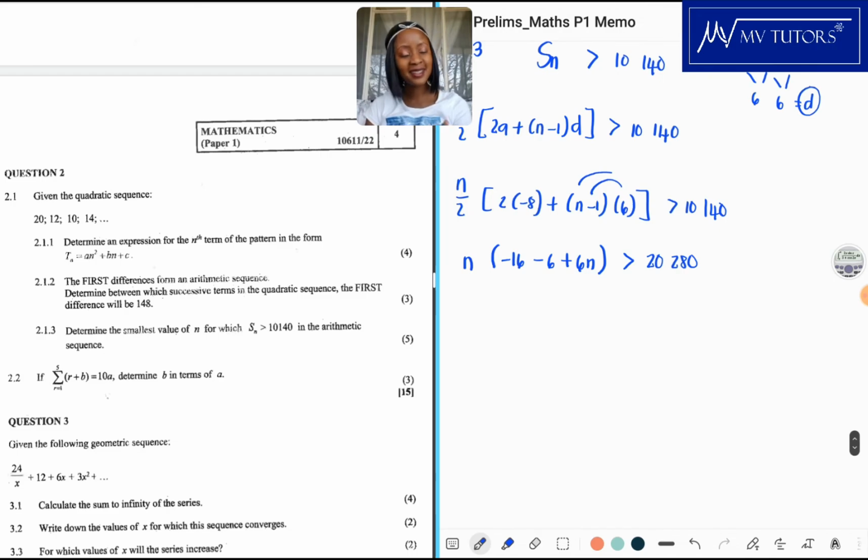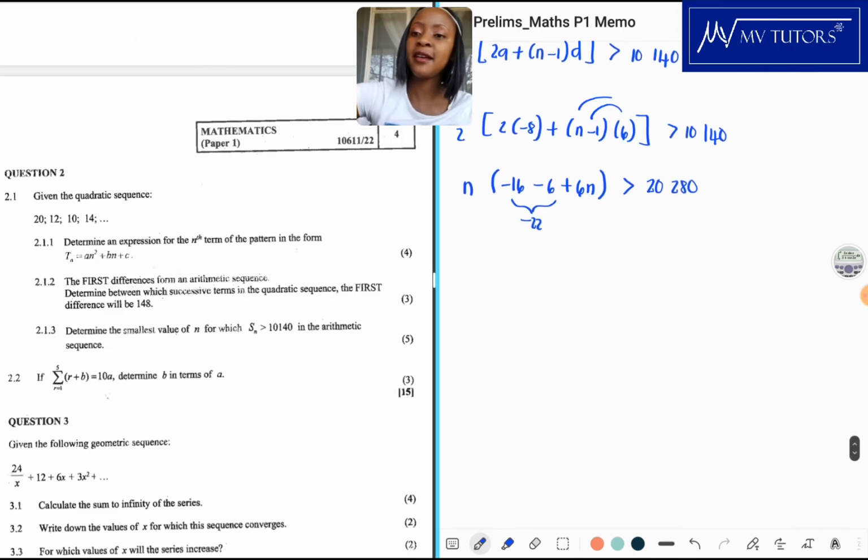Okay, so we are getting somewhere. Let me just multiply the n inside. This will give me negative 22. So I have 6n squared minus 22n. I'm going to bring the 20,280 to the left side, so negative 20,280 bigger than 0.